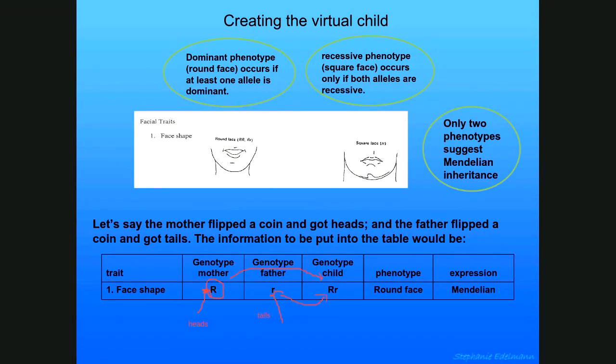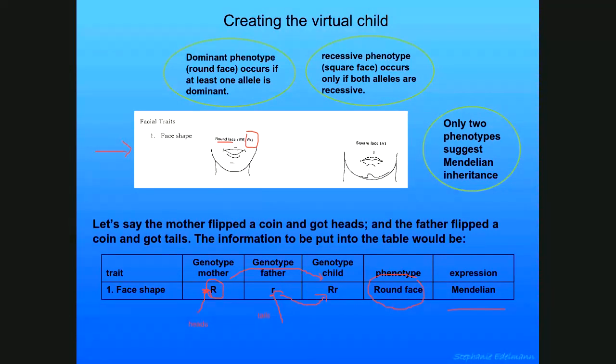Then you're going to look up in your facial traits, in your handout, what big R, little r is. Big R, little r turns out to be round face, so you put round face here. Since this is a simple trait, this is a Mendelian expression.